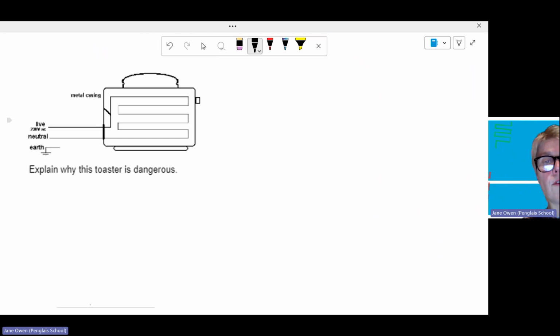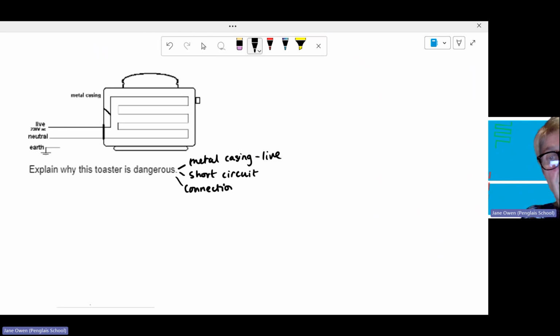So this is why the toaster is dangerous. There's a short circuit so that the metal casing is actually live. You don't want it to be that, because there's a short circuit, and there's a connection between the live and the metal casing, and that causes it to become live. So if you like, this is set at 230 volts, and that's the problem. So that when you come to touch it, you will get a massive electric shock and you might die.